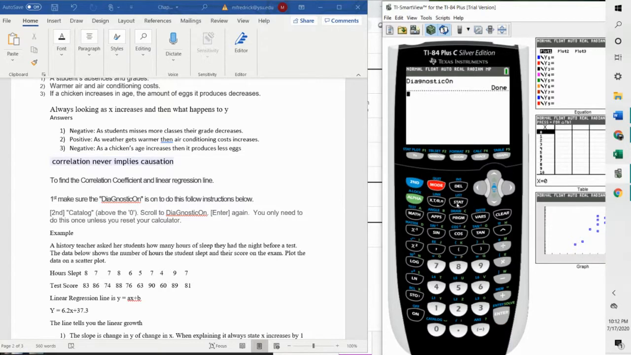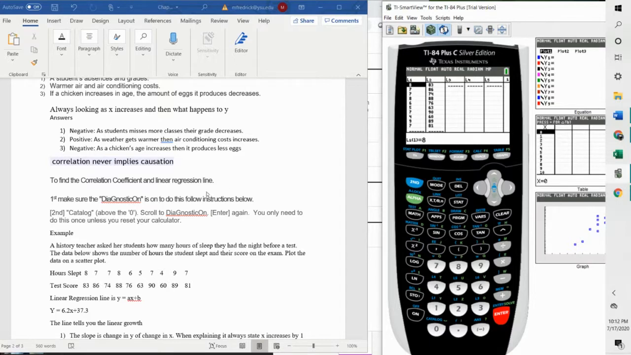Now to get the equation of the line, the first thing we need to do is enter our data. So you would go under edit. I always put my X value first and my Y value second. I just always do it that way. It can be done either way. It's just you have to be careful when you're graphing that you have it right. So I always put X first.